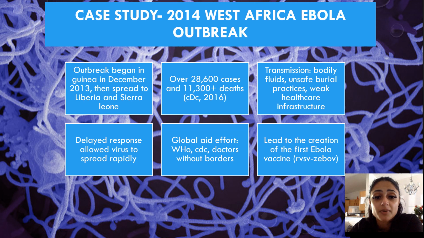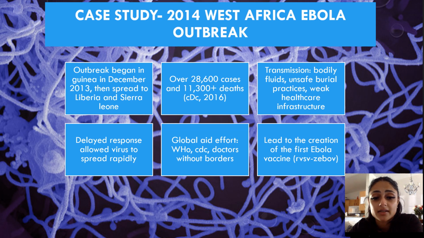The way Ebola spread made it even harder to contain. It passed through direct contact with bodily fluids, and in tight-knit communities, people cared for their sick loved ones at home. Traditional burial practices, which involved washing and touching the bodies of the deceased, also played a heartbreaking role in its spread. By the time the international community fully mobilized, with organizations like the WHO, CDC, and Doctors Without Borders stepping in, the crisis had already taken hold.